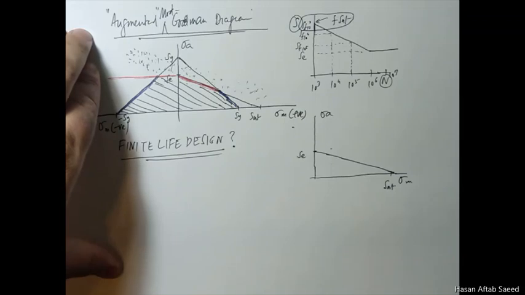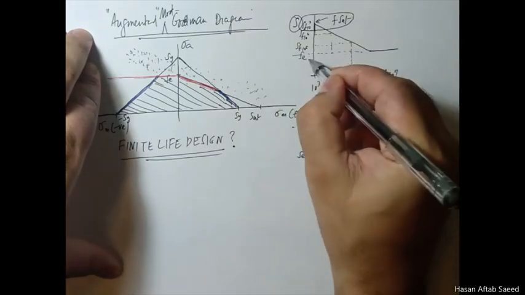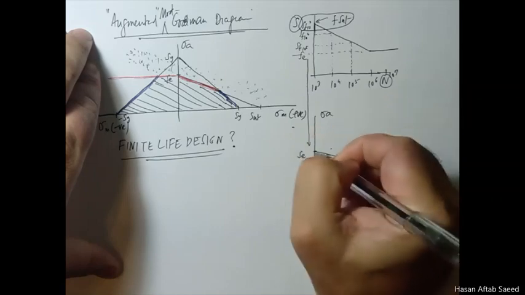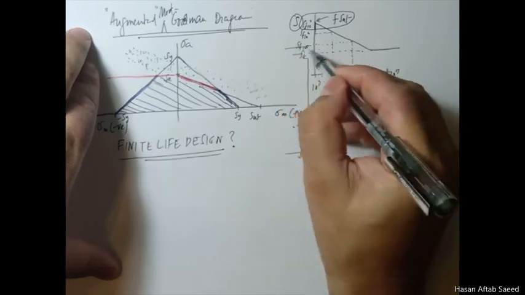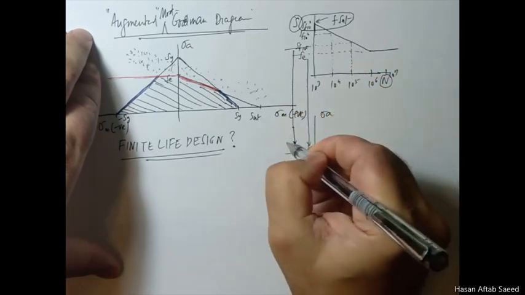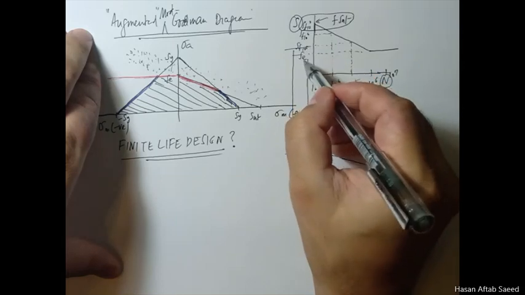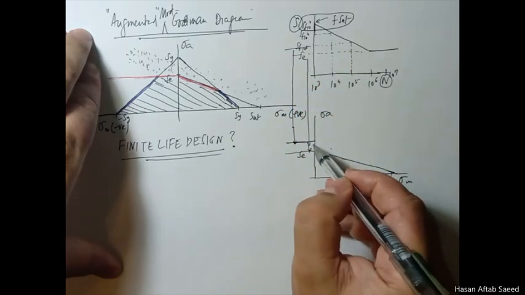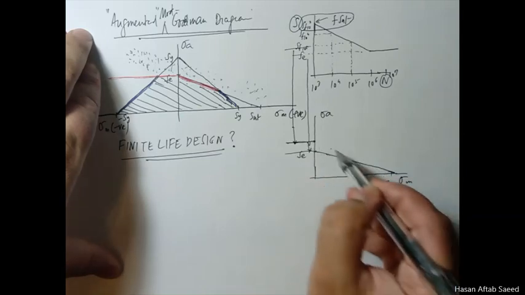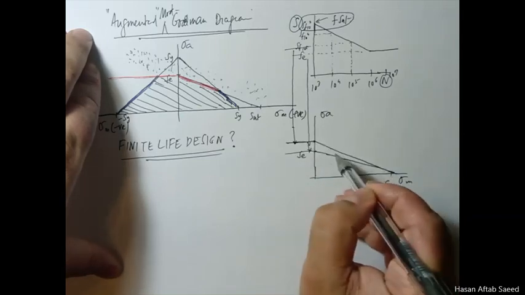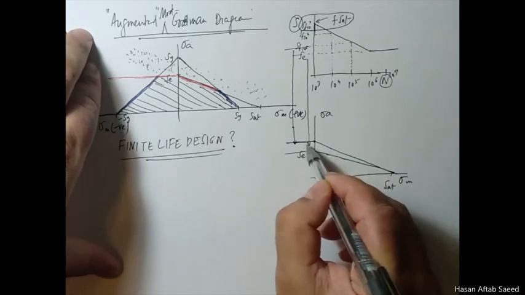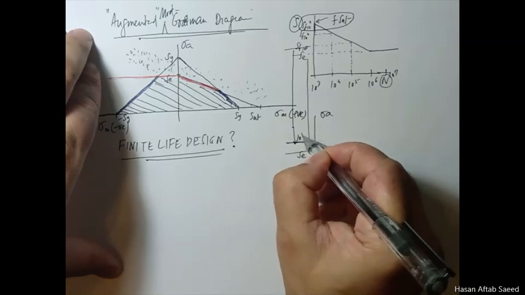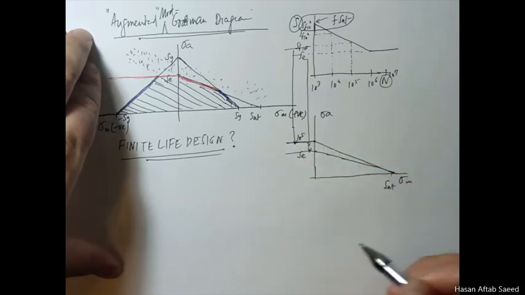But what if you are not interested in infinite life at all? Very simple. This is SE. This SE came here directly. If you are interested in a life of 10 raised to the power 5 cycles, simply take this one here, and this will be higher than this, obviously. If you are not interested in infinite life, then for 10 raised to the power 5 cycles life, it should be higher than this. So you just join this. So anything that fell inside here had less than infinite life, but for 10 raised to the power 5 cycles, it is still safe.